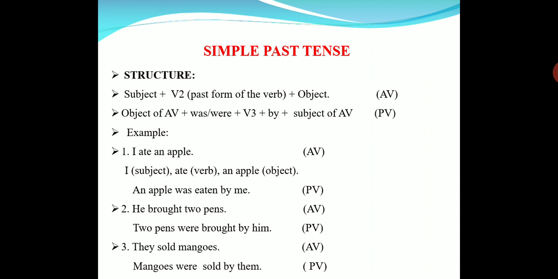Let us see another example. He brought 2 pens. He is the subject. Brought is the main verb. 2 pens is the object. Next, the object 2 pens becomes subject. 2 pens. And we have to add be form. 2 pens is plural, so we add were. 2 pens were. V3 form of brought is bring, brought, brought. V2, V3 are same. Brought, by we add, and he becomes him in the place of object. Now the two pens were brought by him is the full sentence in passive voice.